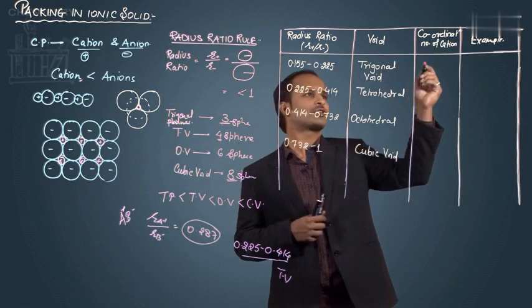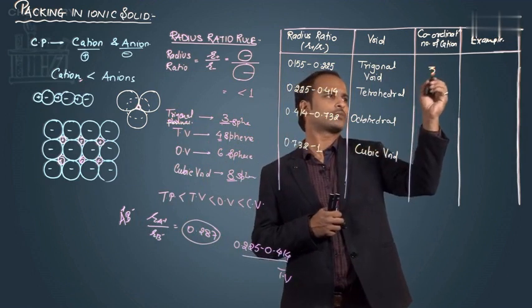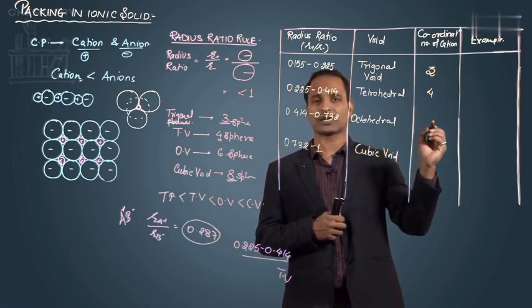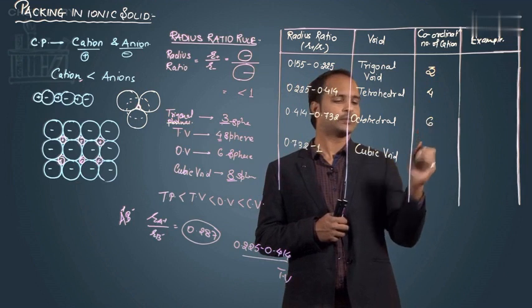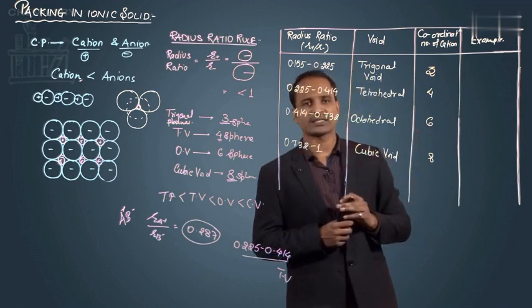So the coordination number of the cation for trigonal planar, as I said here, is 3. Tetrahedral it is 4. Octahedral is surrounded by 6 spheres, so the cation will also be surrounded by 6 spheres only. And cubic, it will be surrounded by 8 spheres. Let's see certain examples for this.